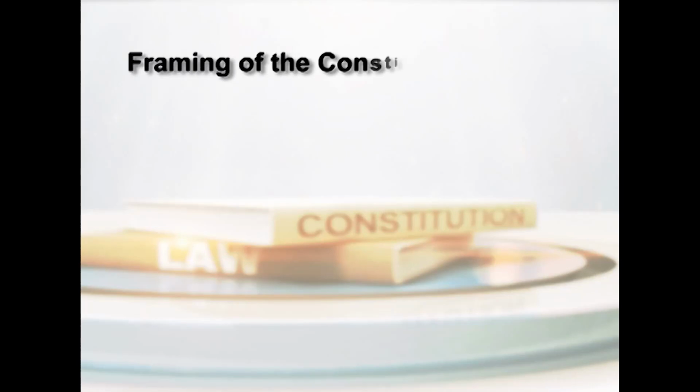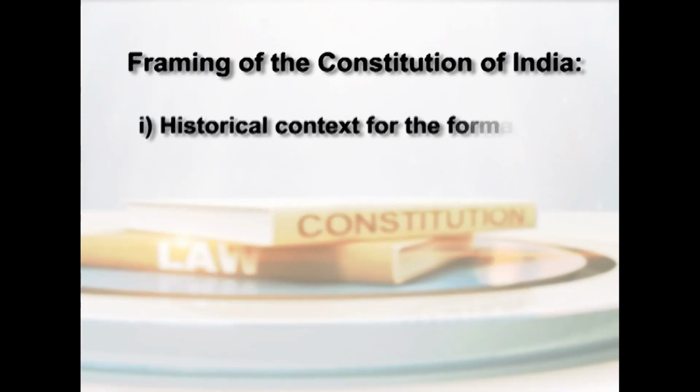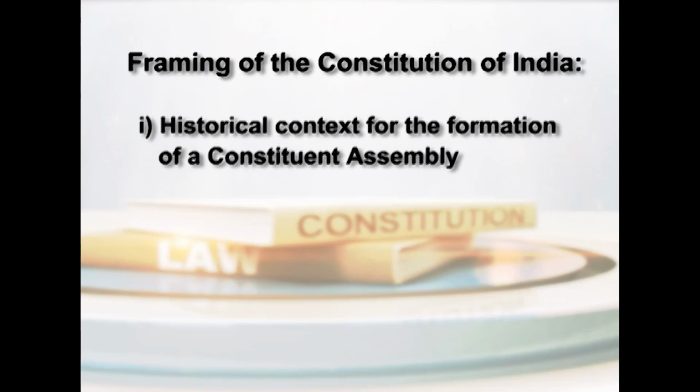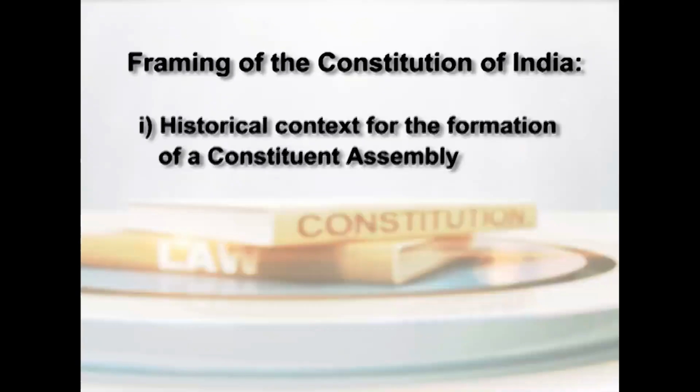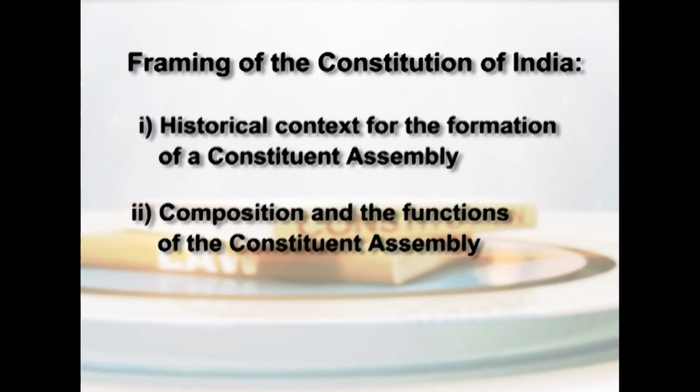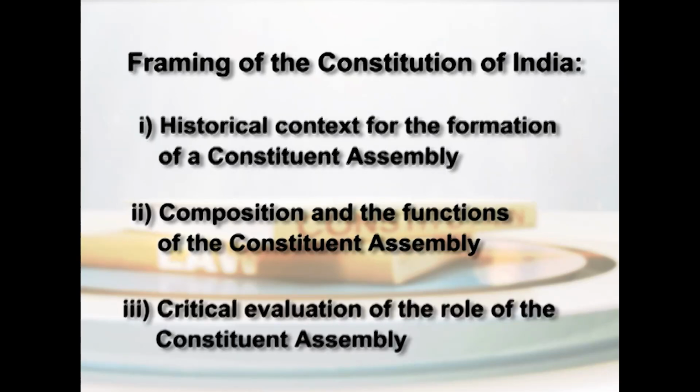Now, we'll divide our topic into three parts. First, I'll be dealing with the historical context for the formation of a Constituent Assembly, which actually framed the Constitution for the sovereign, independent Indian people. And then, in the second episode, we'll be dealing with the composition and functions of the Constituent Assembly, how they dealt with framing the Constitution. And in the third lecture, we'll go for a critical evaluation of their role.